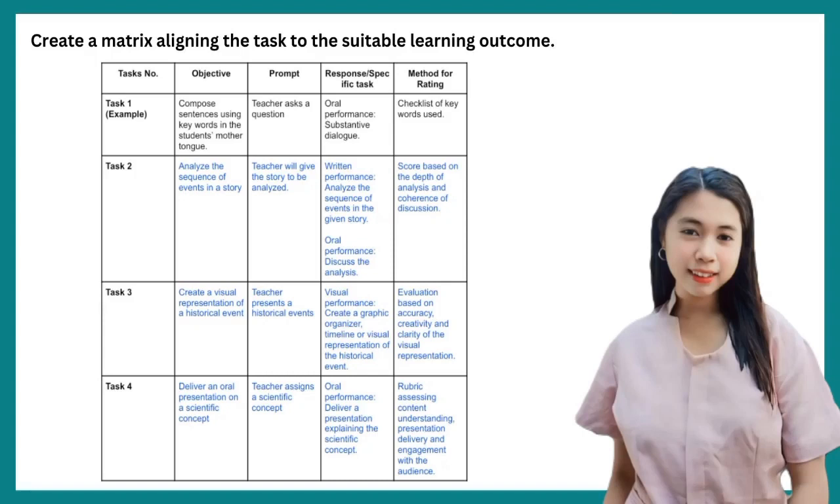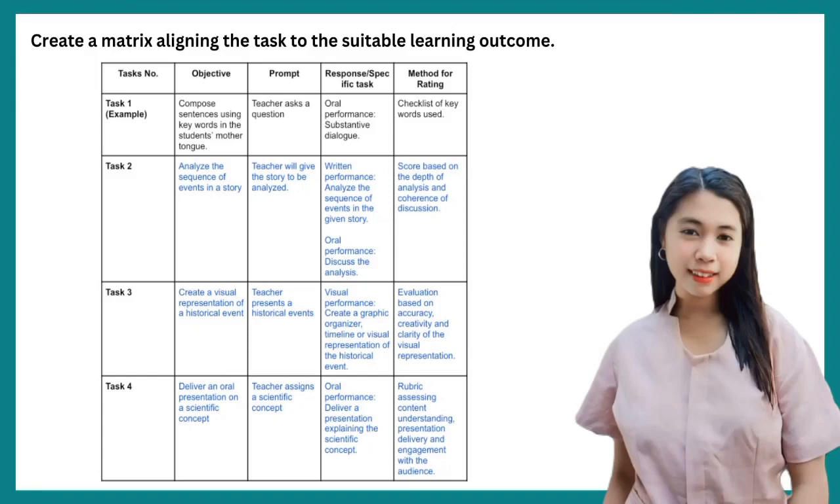So first, task number 1. For example, the objective is to compose sentences using keywords in the student's mother tongue. In the prompt, the teacher asks a question, and the response-specific task is oral performance, substantive dialogue, and the method for rating is a checklist of keywords used.